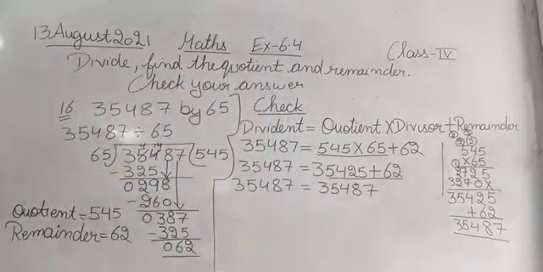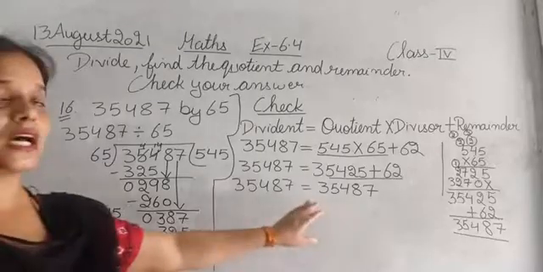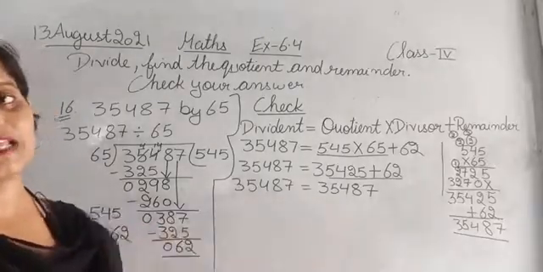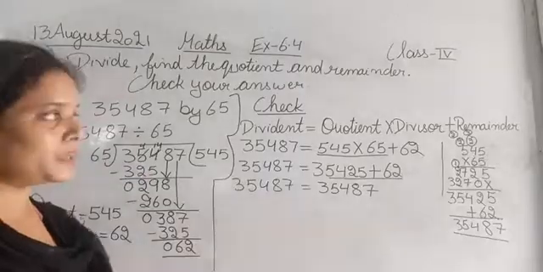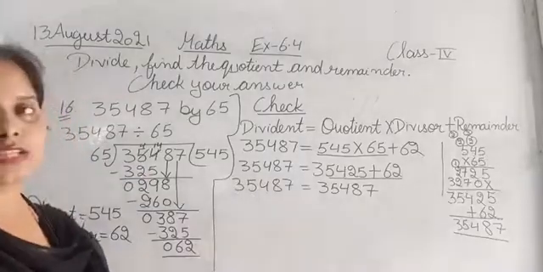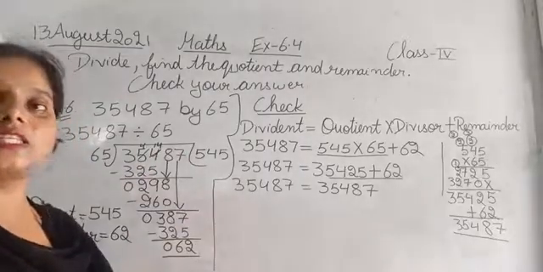35,487. So now as you can see, they both are same. They both are same. So that means our solution, our division is correct.